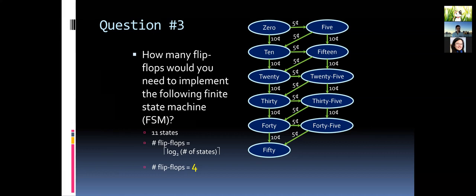Not all states of these flip-flops would be needed. So you're going to get some spare, undefined states that you can define the way you want, but that's how many flip-flops you need to implement at least.